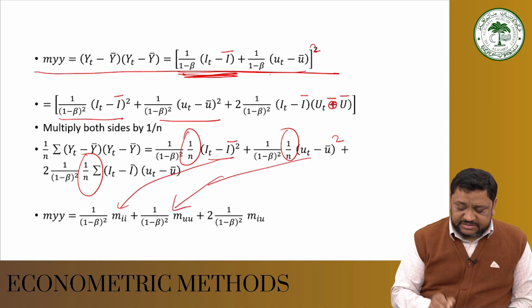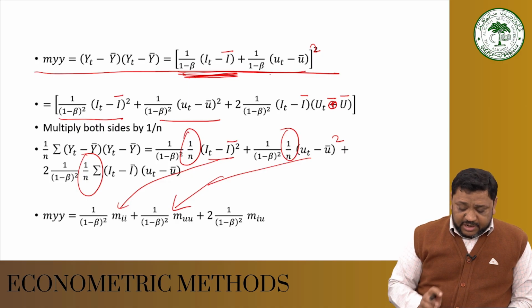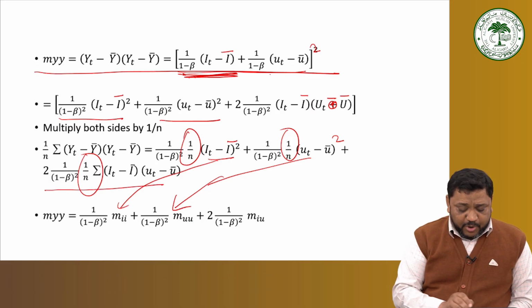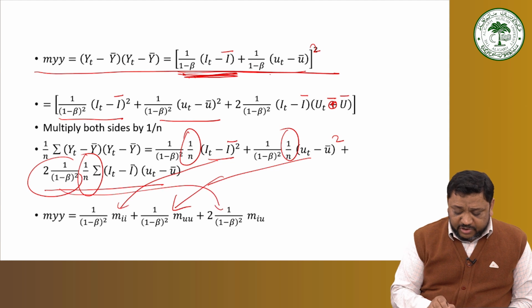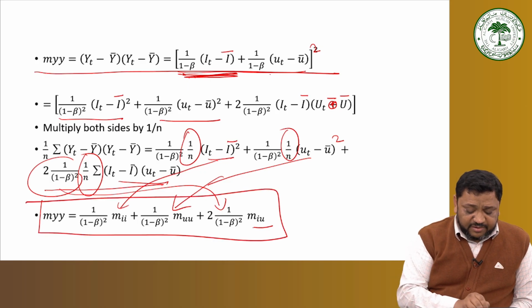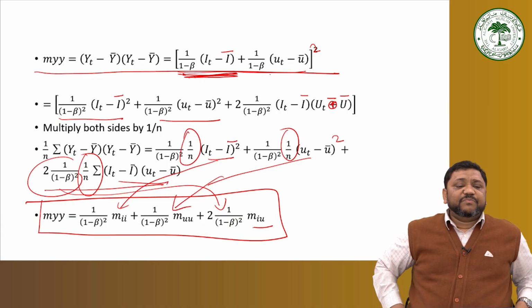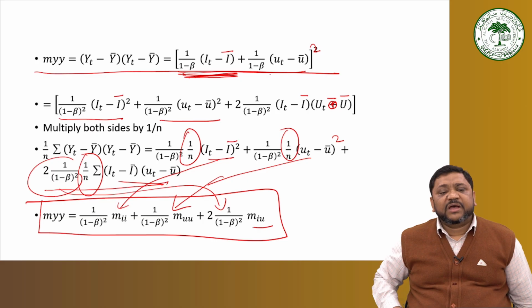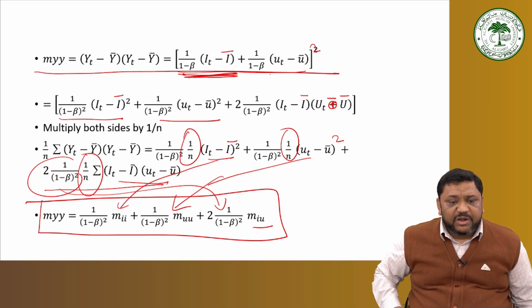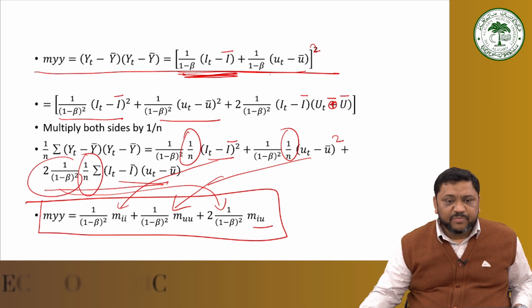So we write it as muu, and here the last term, it is 2 upon 1 minus beta, and this is iu. So myy can be written as 1 upon 1 minus beta square mii plus 1 upon 1 minus beta square muu plus 1 upon 1 minus beta square miu.